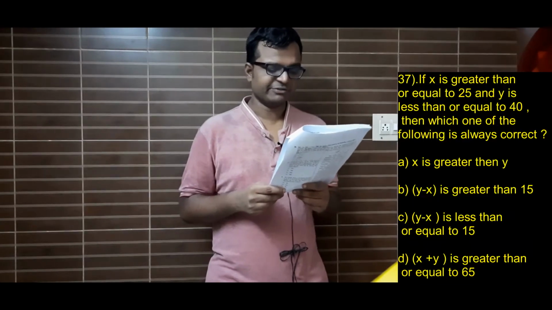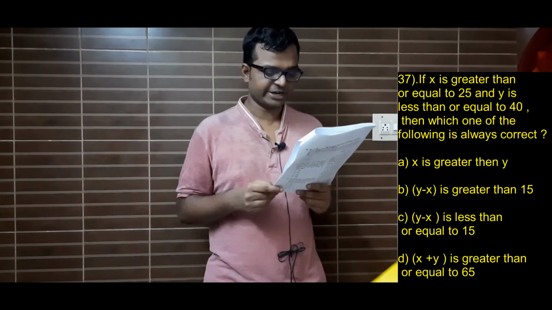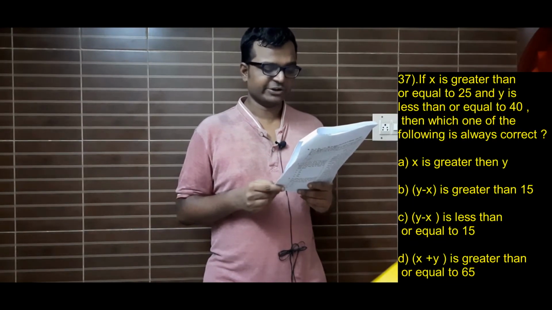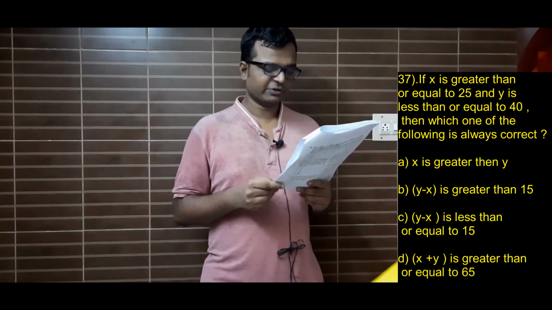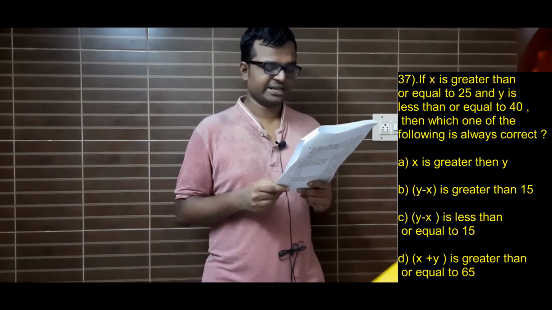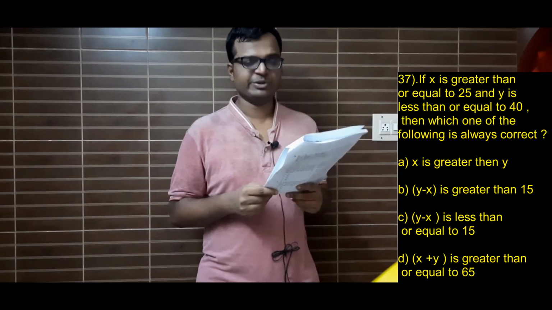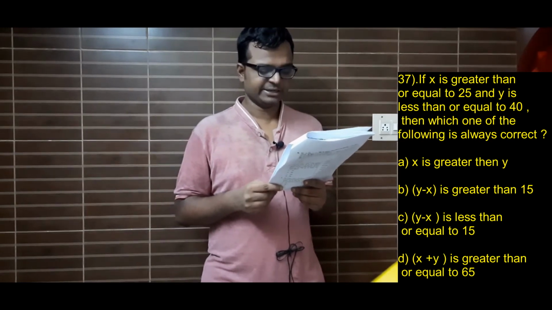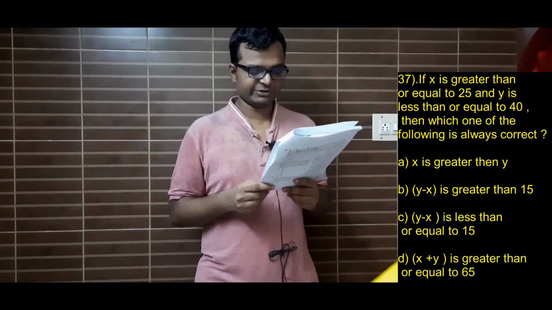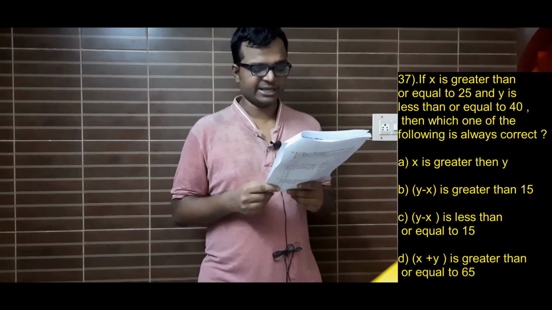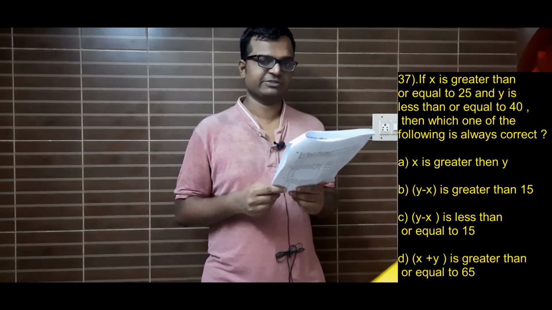Question number 37: if x is greater than or equal to 25 and y is less than or equal to 40, then which of the following is always correct? Option A, x is greater than y. Option B, y minus x is greater than 15. Option C, y minus x is less than or equal to 15. Or option D, x plus y is greater than or equal to 65.